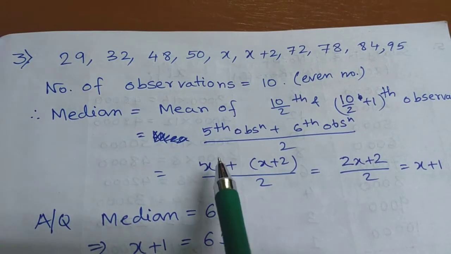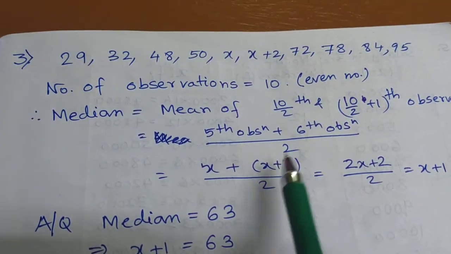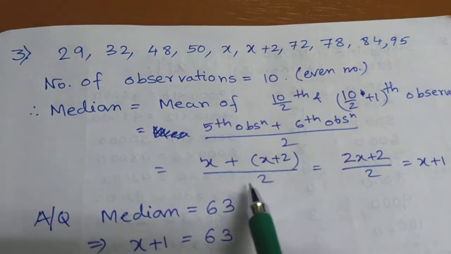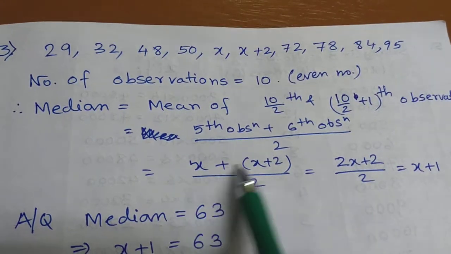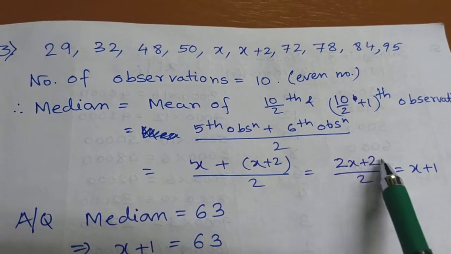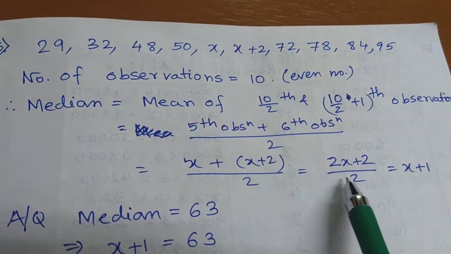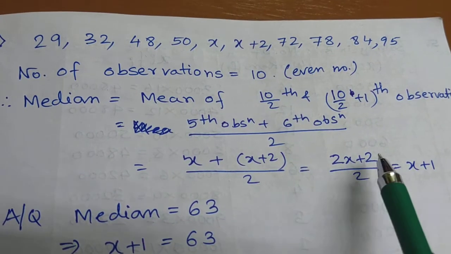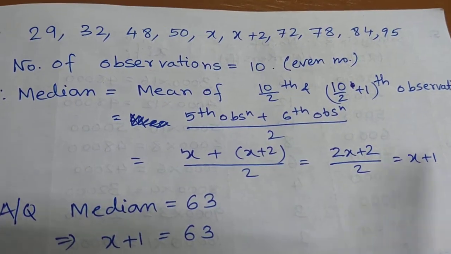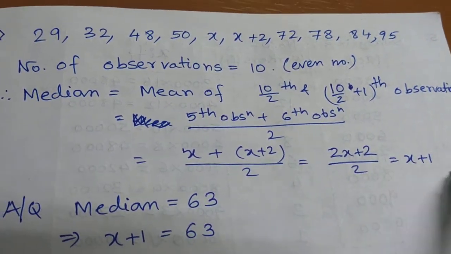So 5th observation we wrote x, 6th observation we wrote x plus 2, then divided by 2 because we have to find the mean. x and x, this is 2x and this 2 remains the same. Then if we divide both by 2, we get 2x by 2 will be x and 2 by 2 is 1. So x plus 1 is the median we got.